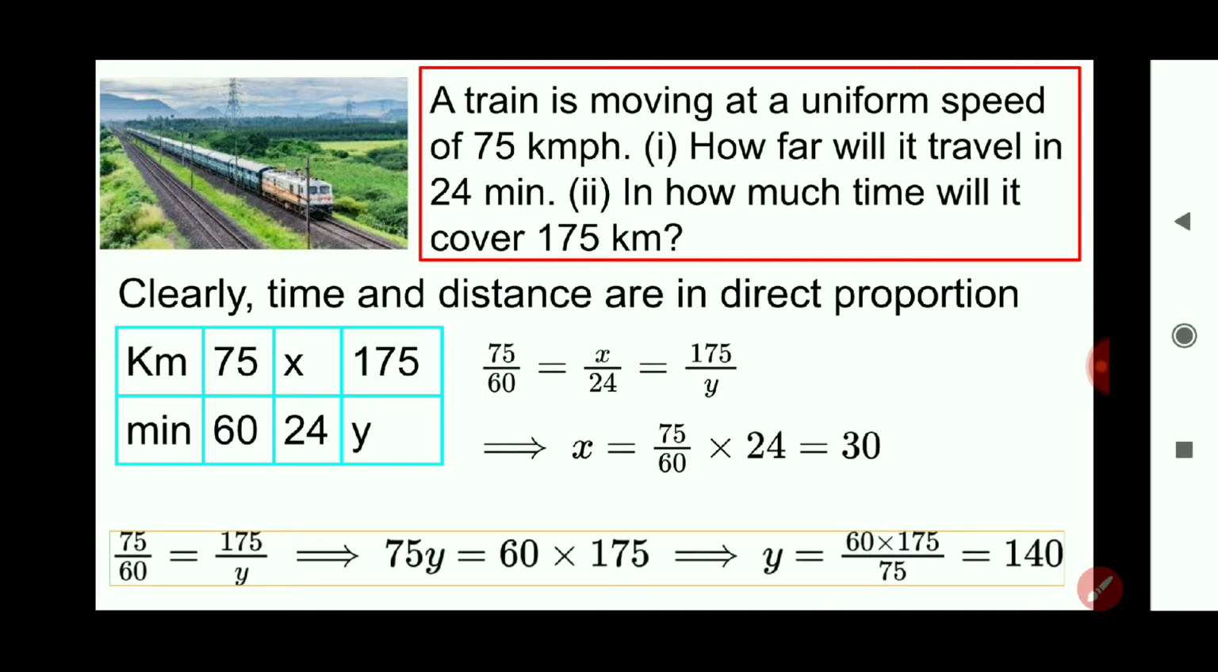Similarly, from first and last ratio, 75 by 60 is equal to 175 by y. By cross multiplication, 75y is equal to 60 into 175. That implies y is equal to 60 into 175 by 75. That is 140 minutes.